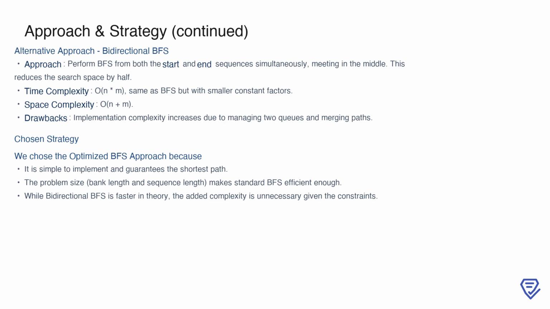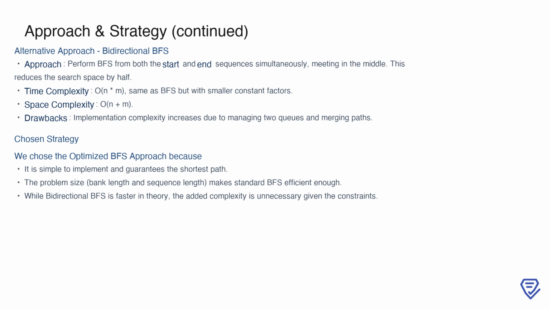Another variation to consider is bidirectional BFS, where we simultaneously perform BFS from both the start and end sequences, meeting somewhere in the middle. By reducing the depth of each search, this method effectively cuts the search space in half, which can lead to faster results in practice. The time complexity remains O(n*m), similar to standard BFS, but with smaller constant factors due to the reduced search space. Space complexity is also O(n + m), but implementing bidirectional BFS adds complexity to the code, as it requires managing two queues and merging paths.